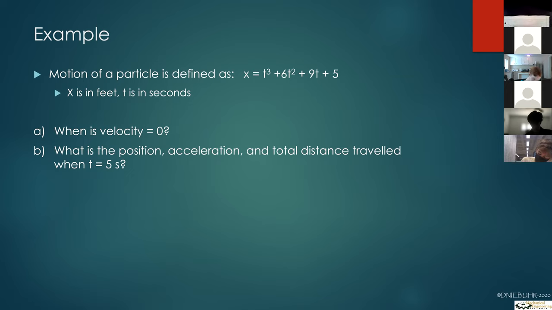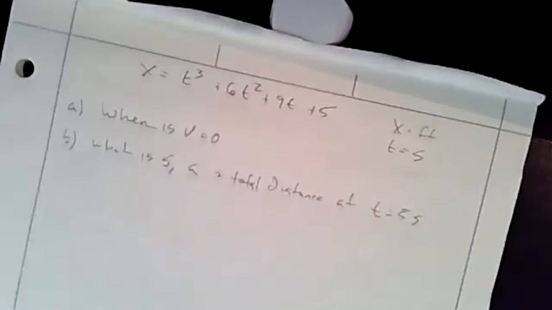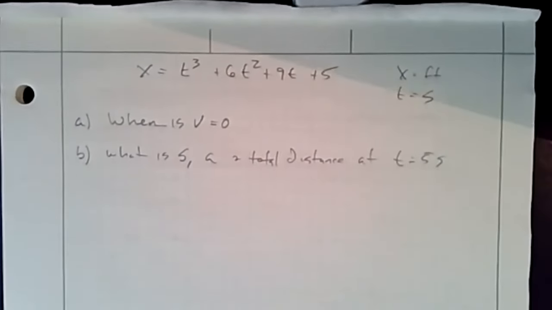And so for part A, we want to know when does velocity equal zero? And B, what is the position, acceleration and total distance at t equals 5 seconds. I'm going to switch to the other camera. And so here we are. There's our function.